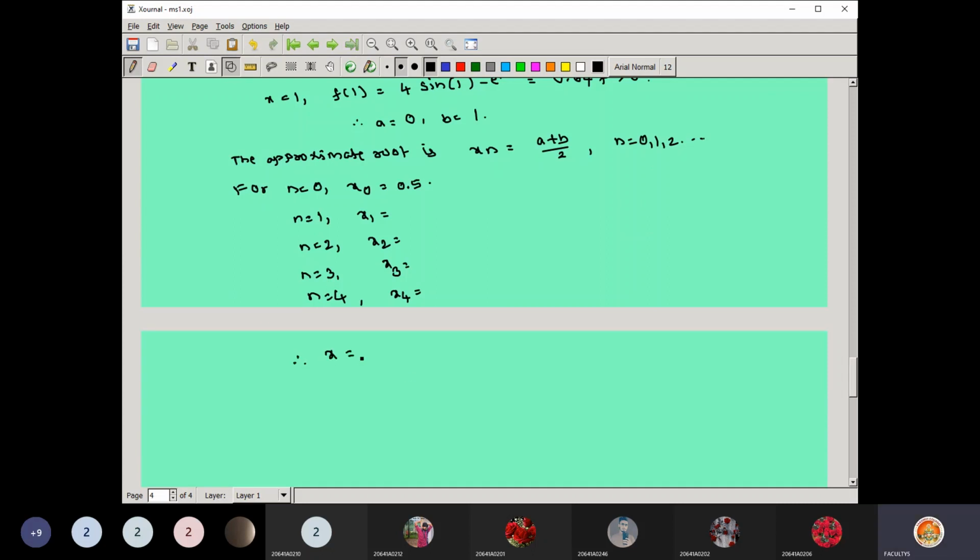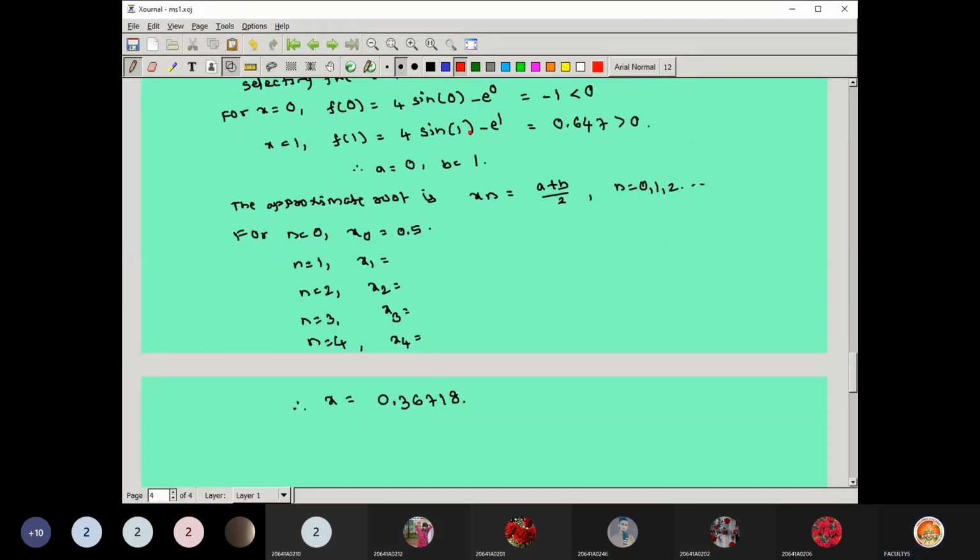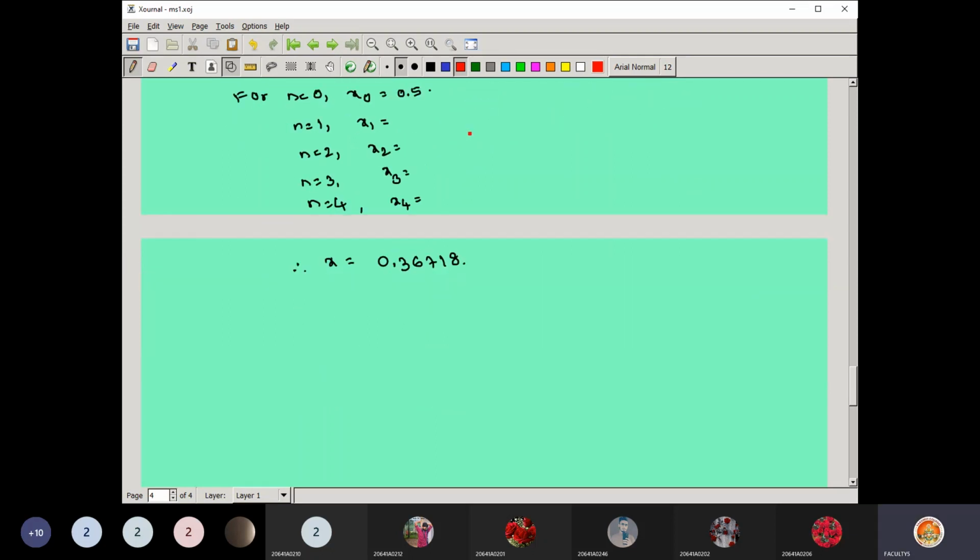Therefore, you calculate your x value. As per my solution, here I am getting 0.3678718. You should also get approximately this much; a little here or there is no problem. Calculate one by one. After finding the approximate root, substitute that value in your given expression. If it is equal to 0, stop the process. Not equal to 0 means less than 0, change a value; greater than 0, change b value. Again go for the next approximate root, repeating the same process.